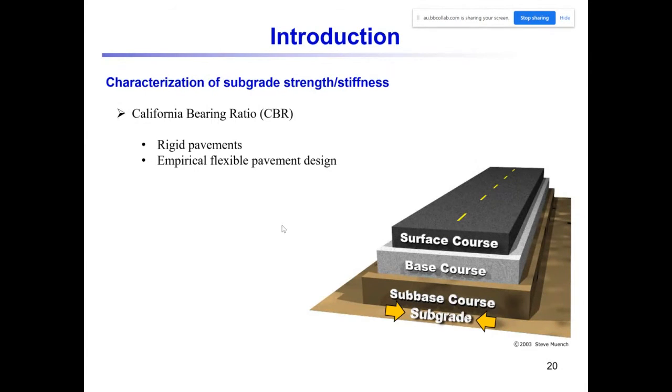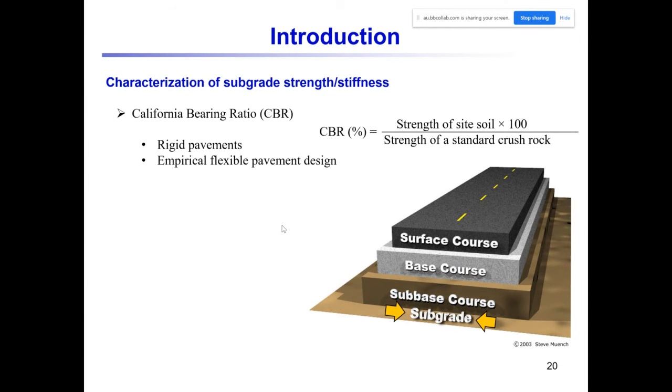You can see this CBR value in almost all the guidelines related to pavement design. In AASHTO, in Austroads, most of the charts that you can see are based on this CBR value. So I'm going to explain to you what this CBR value is in detail and which tests we need to conduct in order to determine this CBR value.